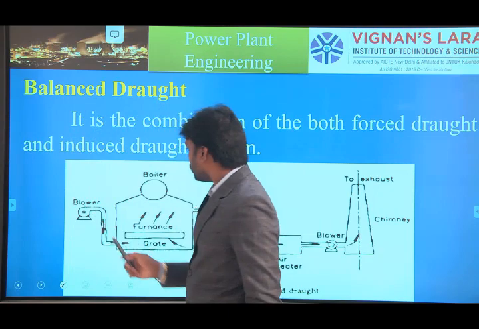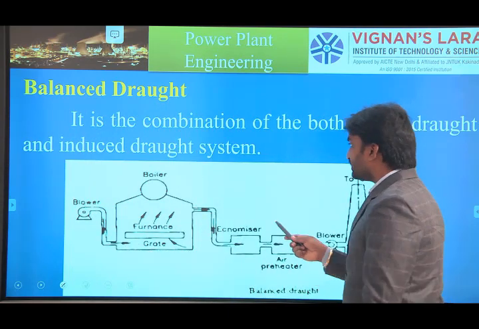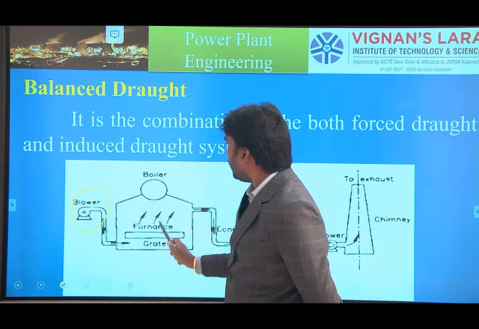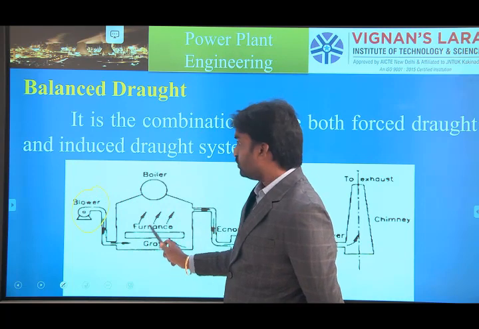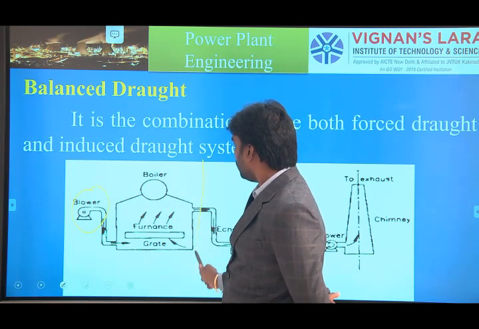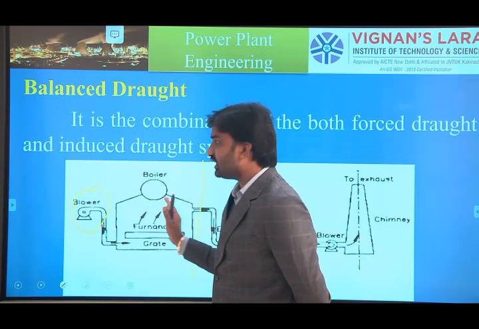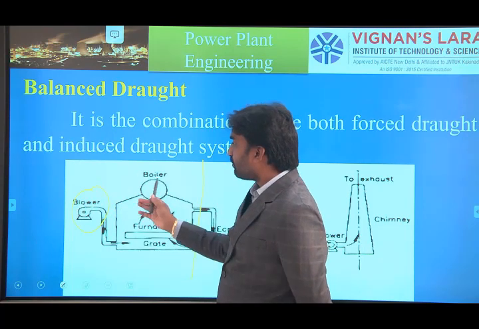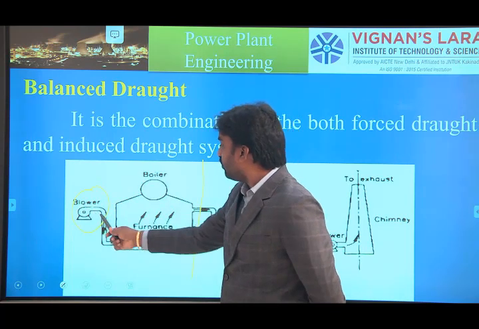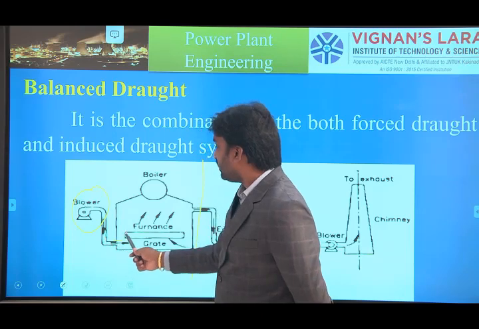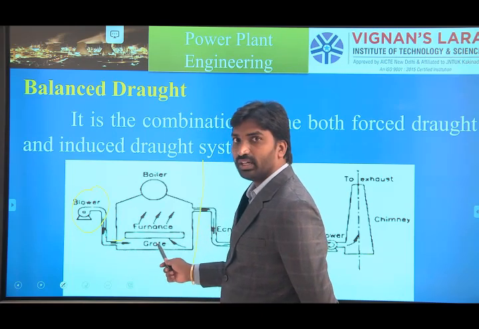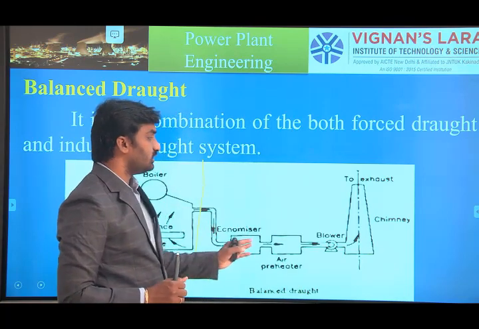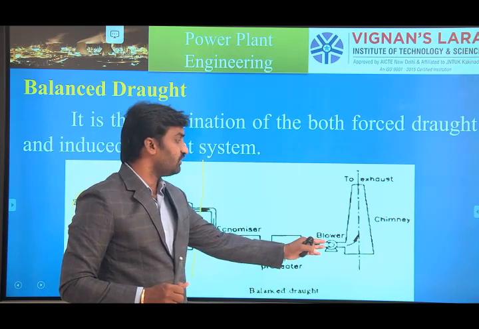So see the schematic diagram here. In the schematic diagram, the first thing is that a blower is fixed before the boiler and furnace chamber. Up to this point, we know this is a forced draft system. We know the functioning of a forced draft system: the blower sucks the fresh air and sends it to the furnace. Later the combination is economizer output, air preheater. After that we can arrange the blower.